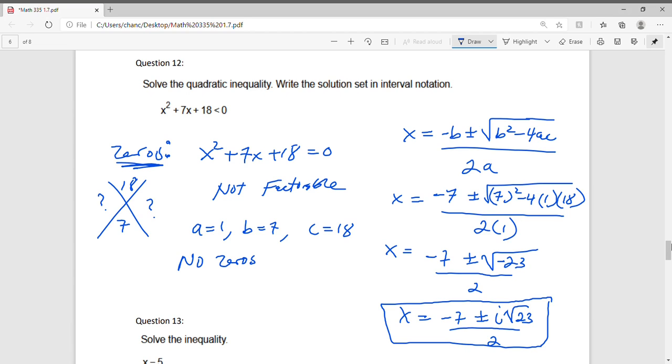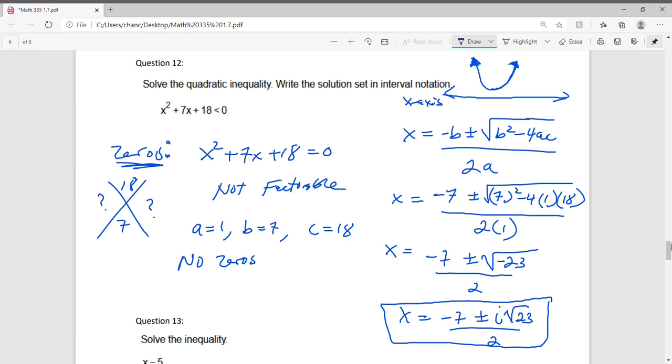Remember, we're talking about a parabola here that faces up. And it does not have any zeros, which means it does not cross the x-axis at all. So when is this graph ever going to be less than 0 if it's strictly above the x-axis? Well, if you're not sure, why don't we pick a test point?